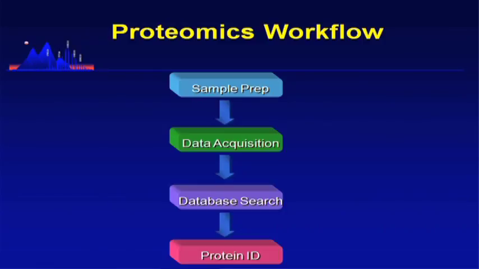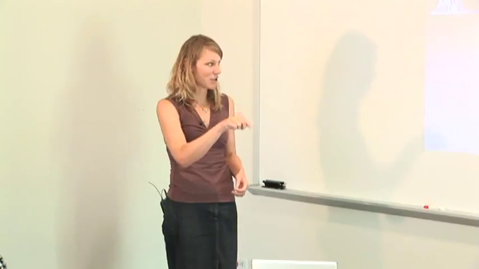Then you're going to acquire your data. So this is your mass spectrometry analysis. Then you're going to take your data and do some sort of database search and get a protein ID or other specific information. And there can be a lot of additional bioinformatics analysis that goes into this after this point. But this is your basic workflow.